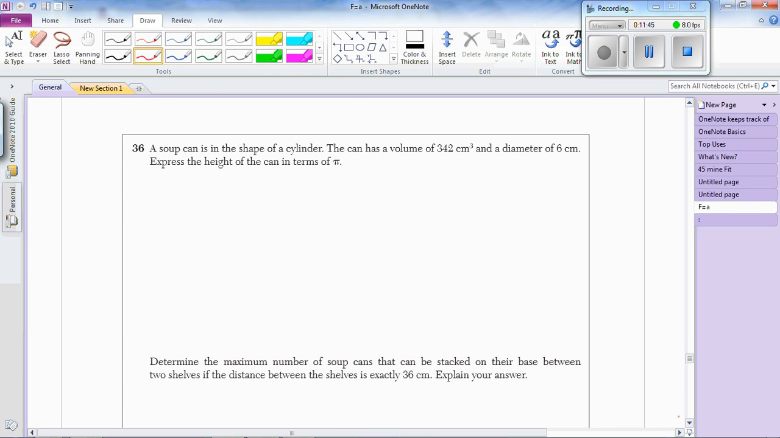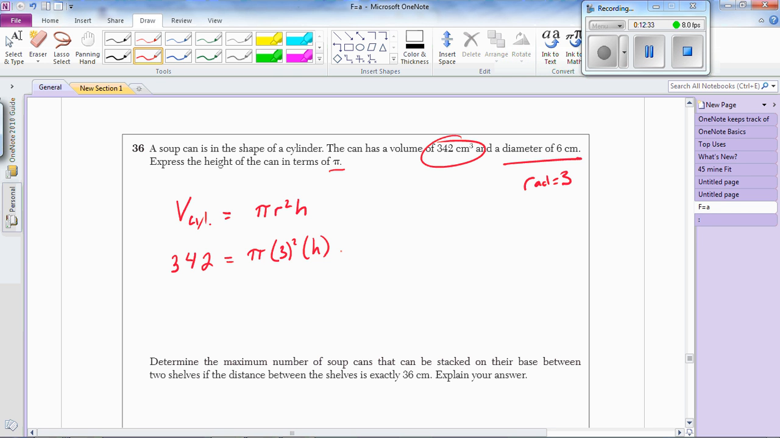Alright, a soup can is in the shape of a cylinder. The can has a volume of that and a diameter of that. Express the height in terms of pi. So they give you the volume, and the volume formula of the cylinder is on your sheet. The volume of a cylinder is equal to pi r squared h. So if I plug in all the numbers, 342 equals pi. It's got a diameter of 6, so it's got a radius of 3. So 3 squared times height. It wants it in terms of pi, so you just have to solve for h. So I have to divide by 9 pi, because 3 squared is 9.